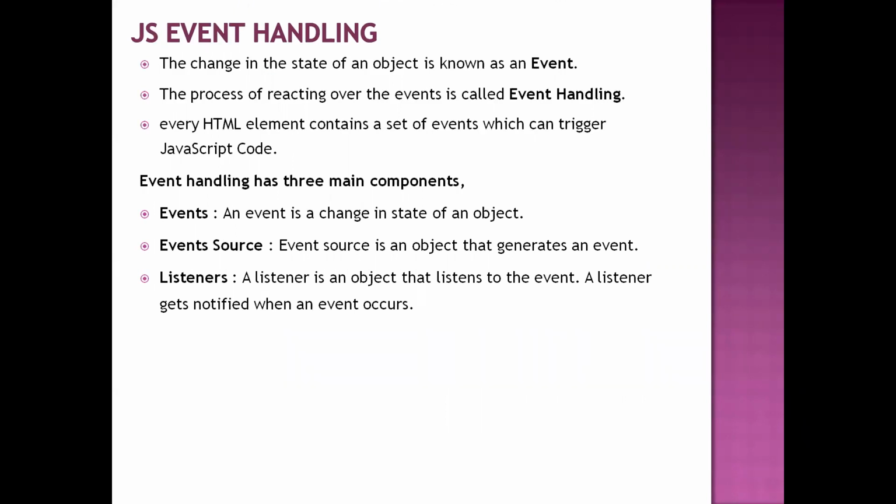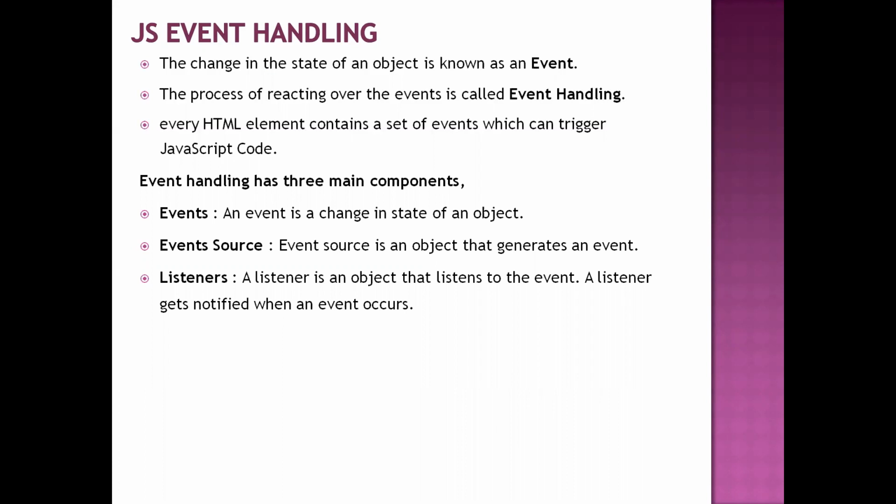First one is events. What kind of events will be generated by the objects. Second one is the event source. Who generates that event is the event source. Suppose whenever I click on the button, some event will be generated at the back, right? So here, who is generating that event? Button is generating the event. So button is the event source.